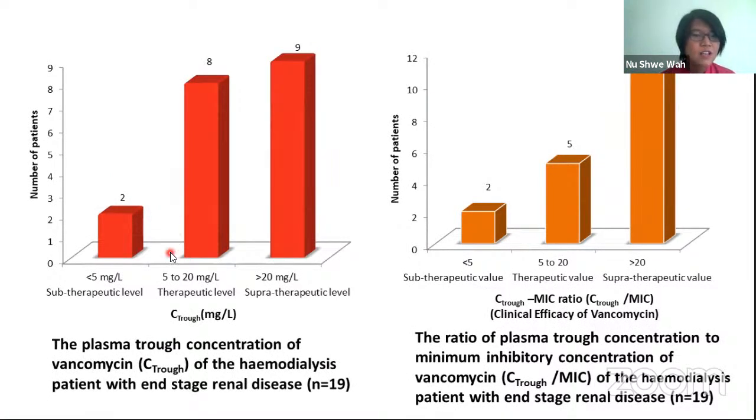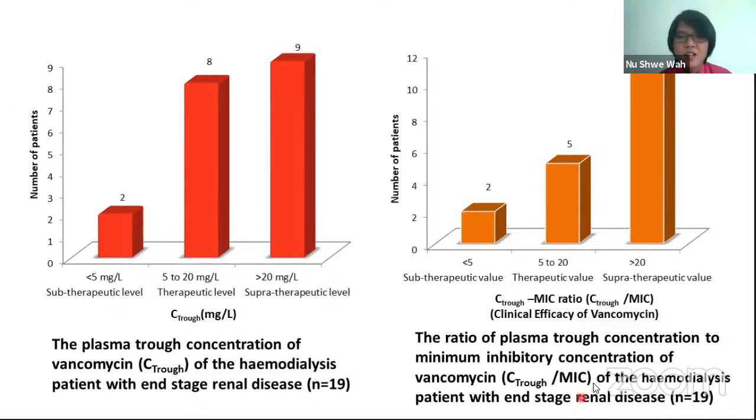In the left figure, categorization of the plasma trough concentration of the patients into subtherapeutic level less than 5 milligram per liter, therapeutic level 5 to 20 milligram per liter, and supratherapeutic level more than 20 milligram per liter. 8 patients had therapeutic level, while 2 patients had subtherapeutic level, and 9 patients had supratherapeutic level.